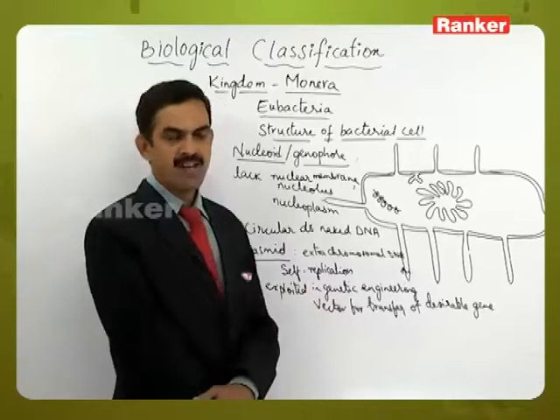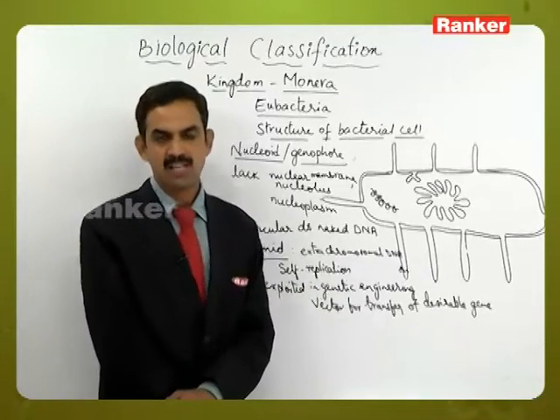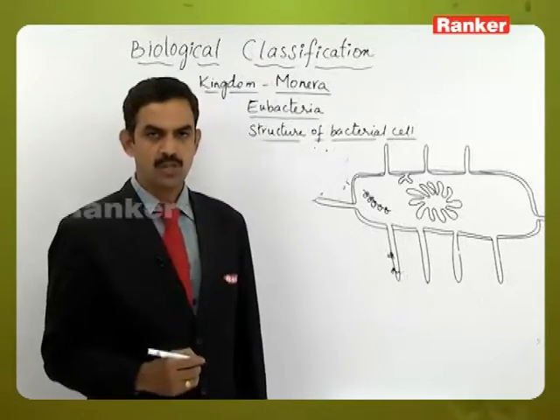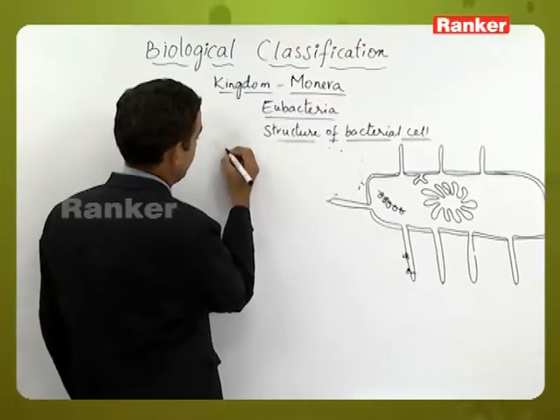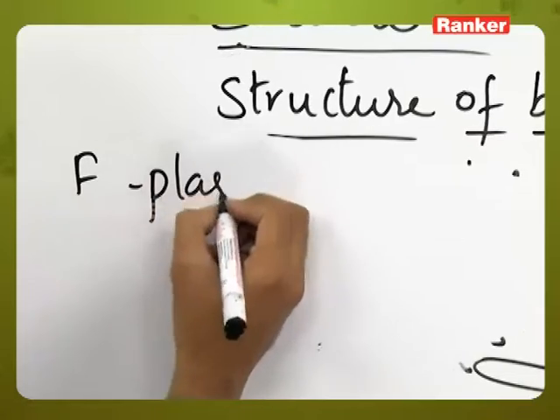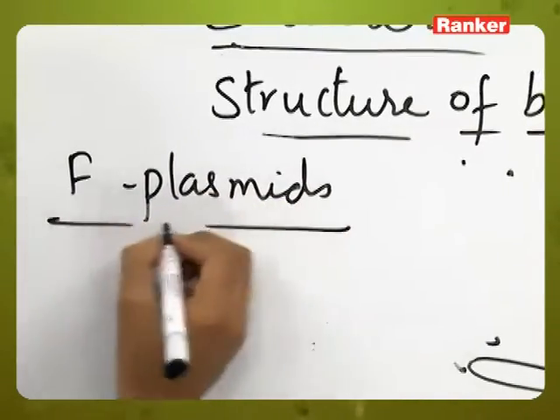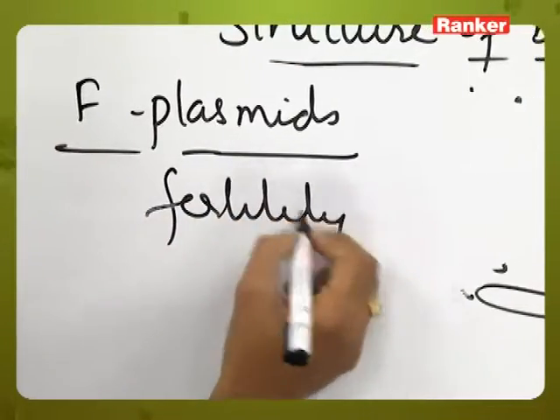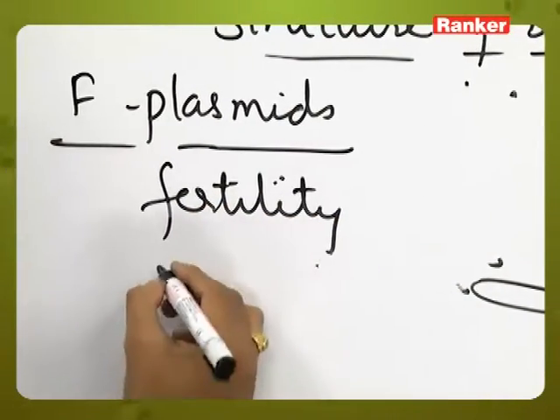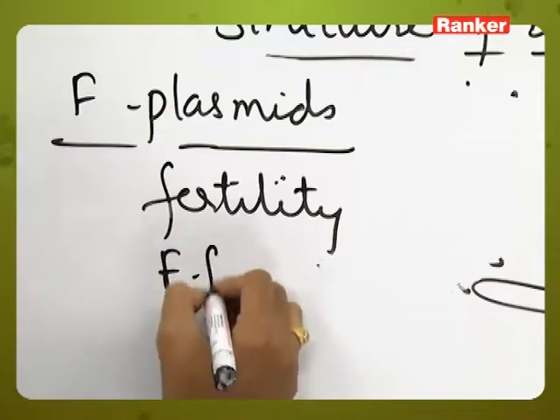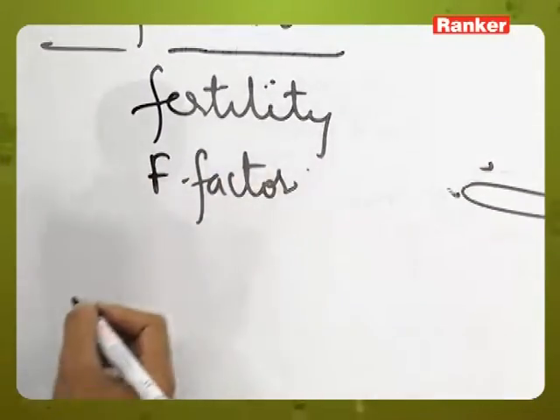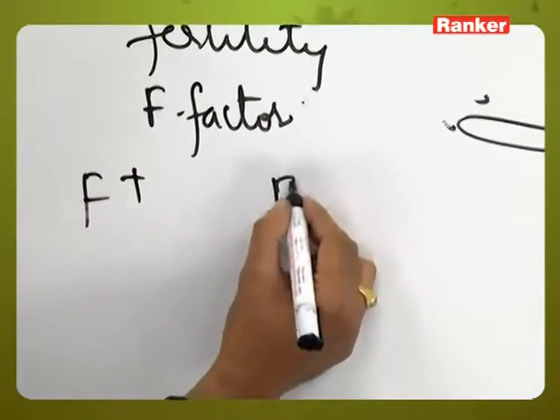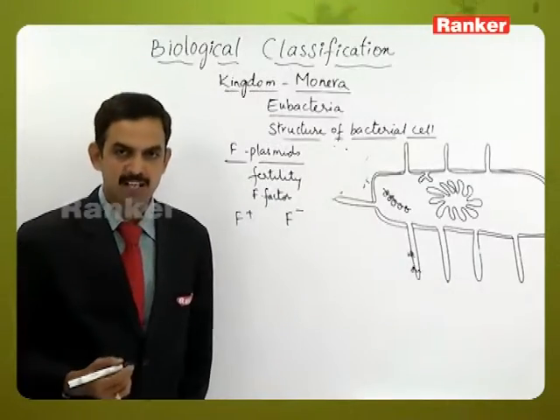And plasmids are of various types based on their nature. So let us see the three types of plasmids present in different types of bacteria. Those are F plasmids. F plasmids are the ones responsible for fertility, which we call the F factor. The bacteria which contain this F plasmid are called F plus bacteria, and the ones not having this F plasmid are called F minus bacteria.